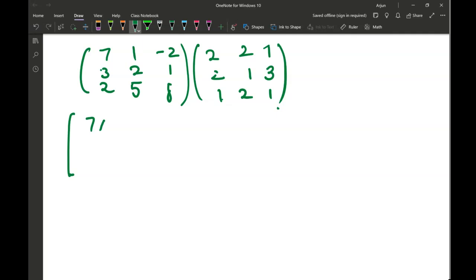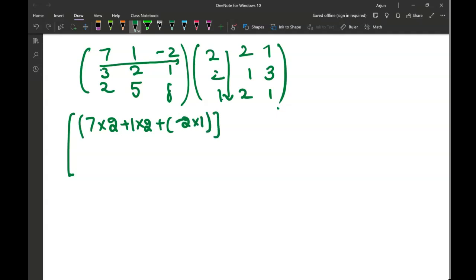First of all, 7 times, you're going to go in this direction, and then from here you're going to go in the downward direction. So 7 times 2 plus 1 times 2 plus minus 2 times 1. And this will be the first term of the new matrix.